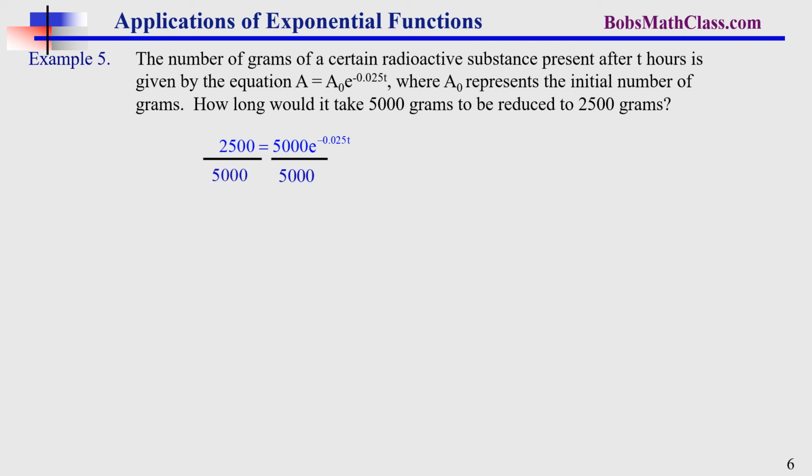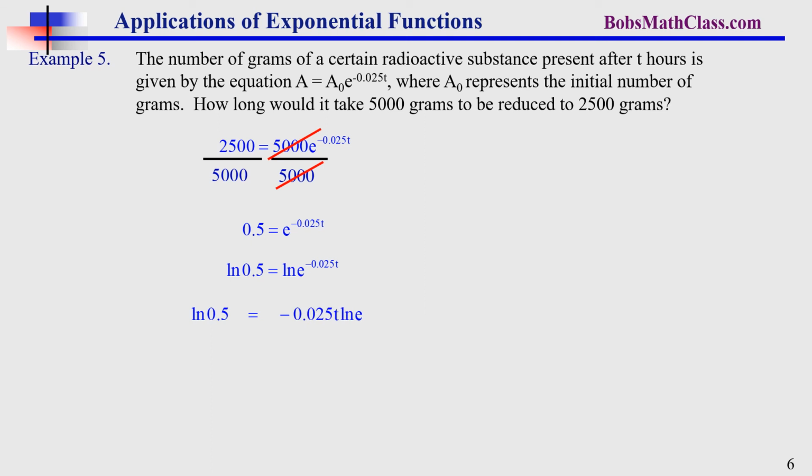The 5,000 on the right cancels. On the left, you get 0.5 or 1/2. You can leave it as 1/2 if you want to. Now, when we see e, we're going to use ln, so take the ln of both sides, the natural log of both sides. So ln of 0.5 equals ln e to the negative 0.025t. Use the power rule, bring the exponent in front on the right-hand side.